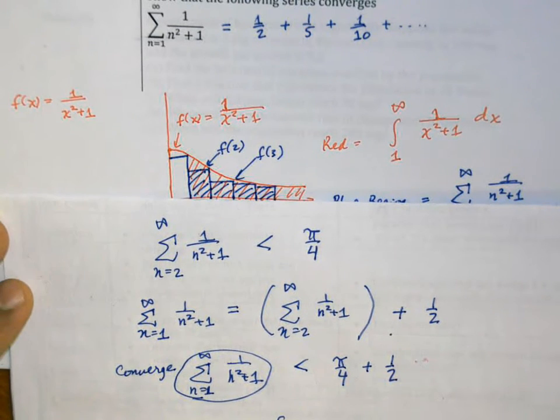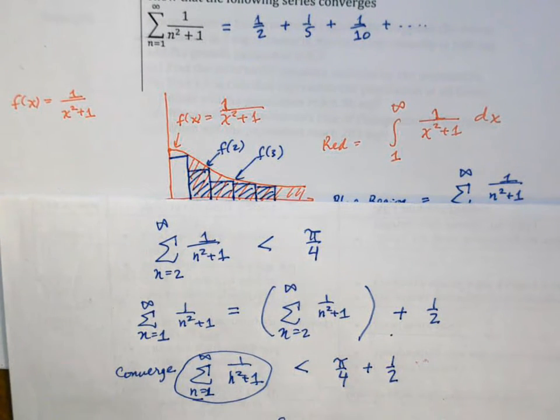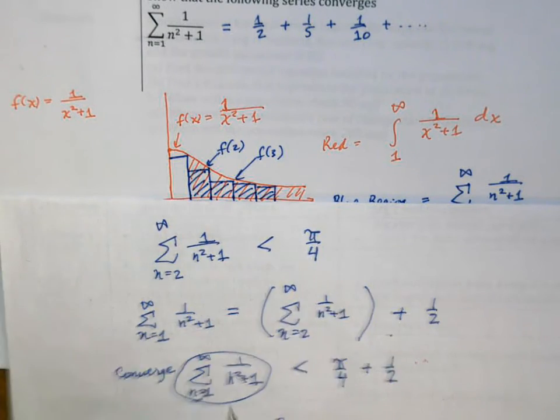Now, a very important note to point out: all we've really shown here is that it must converge to something less than pi over 4 plus a half. We don't actually know the exact answer. We don't really know the precise simplest radical form or the exact representation of what it is. All we really know here is that it converges.